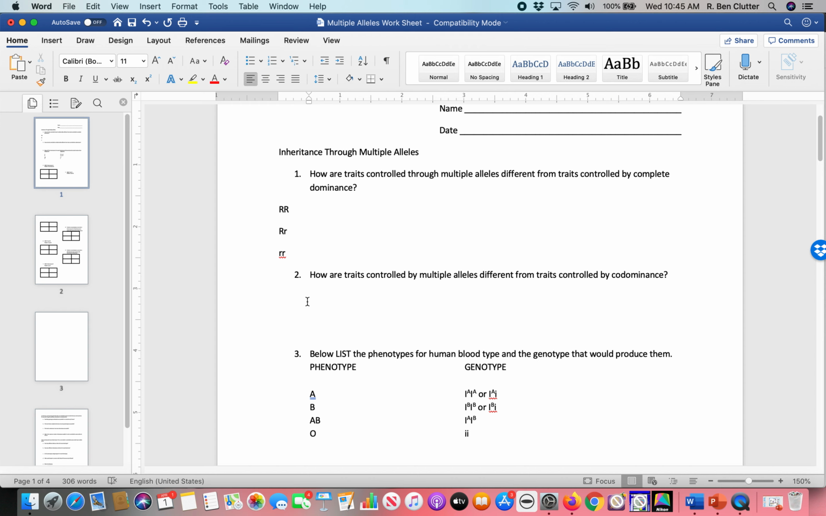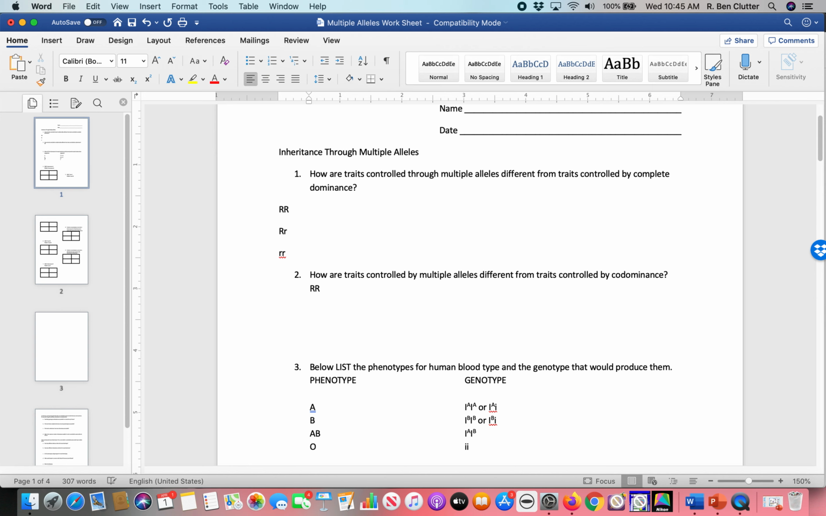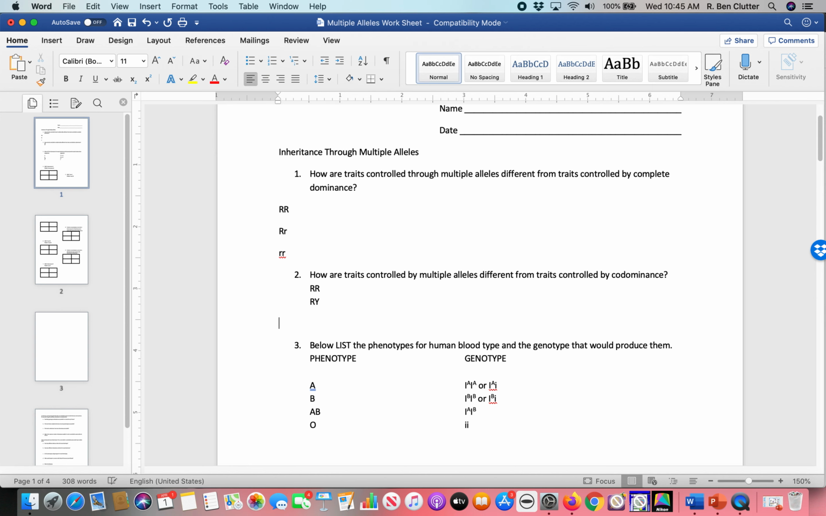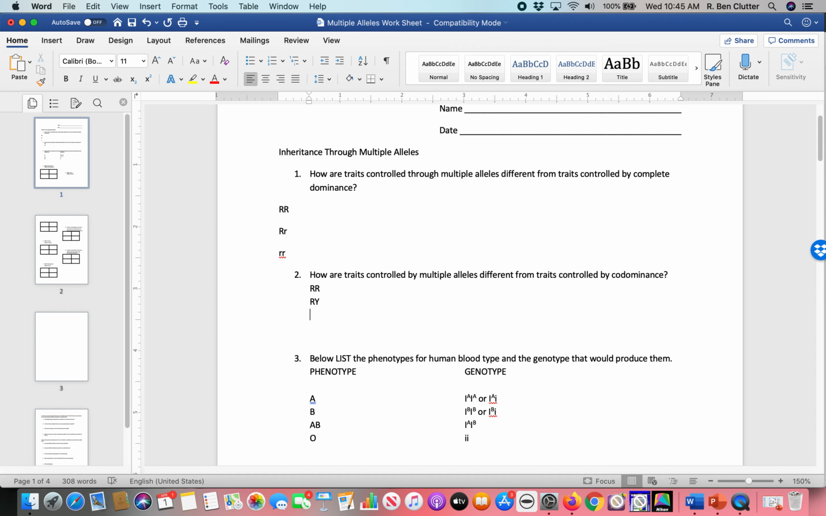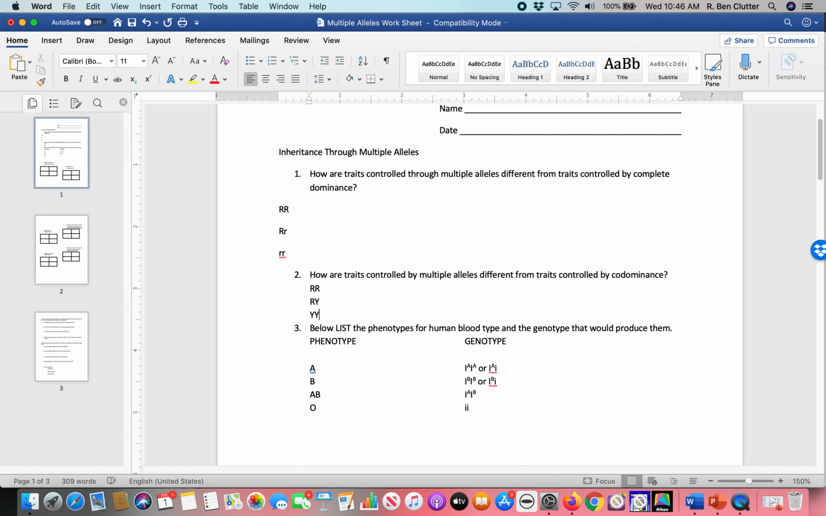And then codominance. Incomplete dominance and codominance are kind of the same. I'm going to address both of them, even though the question says just codominance. RR would be red, just like we talked about. RY would be, now in codominance, technically spotted, like red with yellow spots, or red with yellow stripes, something like that. Incomplete dominance, it would be orange. And then YY would be yellow.